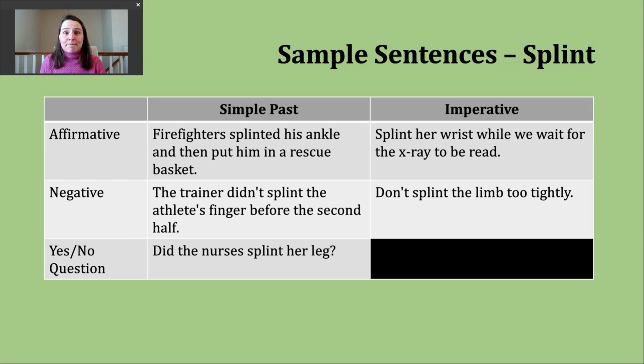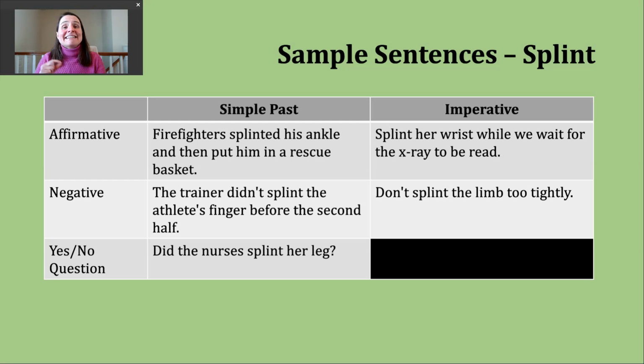Anytime we're making an imperative, we're telling someone to do something, we can start our sentence with the base verb. Okay, so our example here, splint her wrist while we wait for the x-ray to be read. Okay, so again, this might be a command coming from one healthcare professional to another. We can always sort of soften these statements, make them a little bit nicer, more polite by adding the word please. We can do that at the beginning of the sentence or the end, but the meaning stays the same.